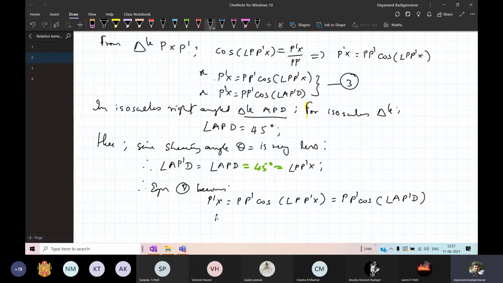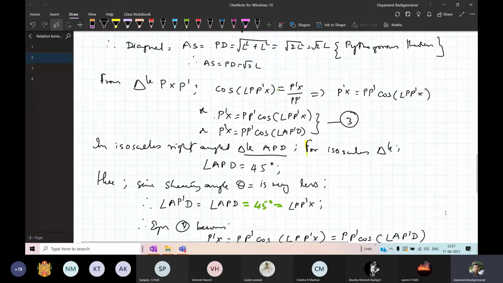Therefore, P dash X is equal to P dash into cos of 45 degrees. So if you evaluate cos 45 degrees, that is equal to 1 by root 2 into P dash. So this is equation number 4. Now we have done the evaluation.